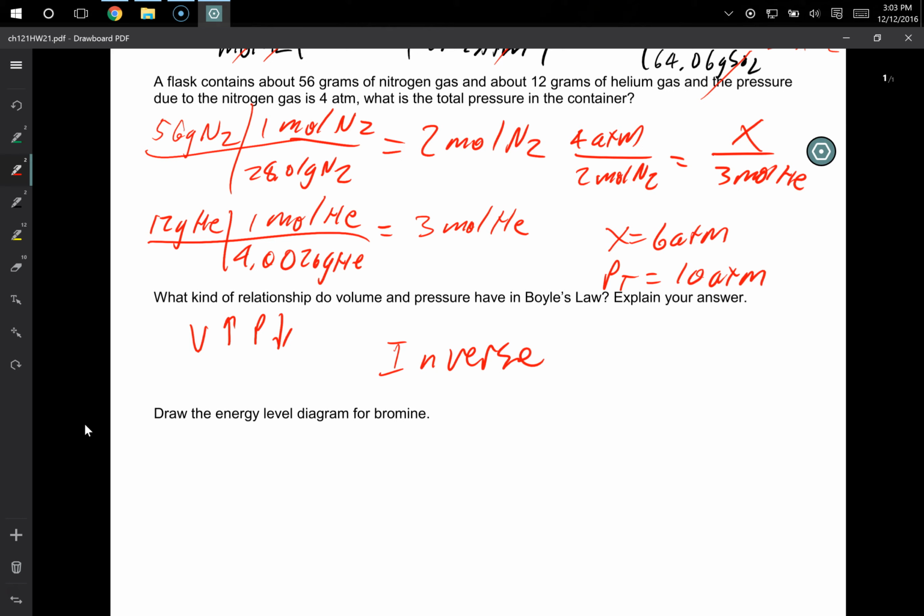So, energy level diagram for bromine. So what do we need? What information do I need for this? What do I need off the periodic table? No, I mean that's a good verification. I know the atomic number, so which is just what? 35. So that means I'm managing 35 electrons.